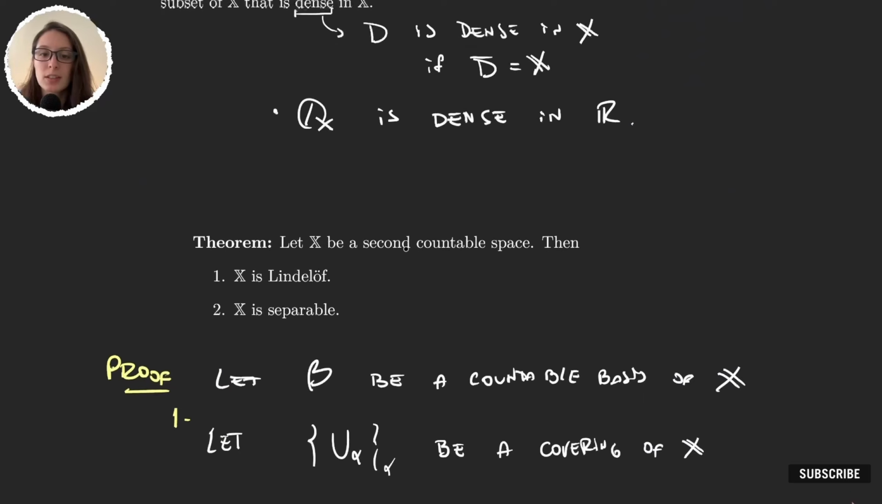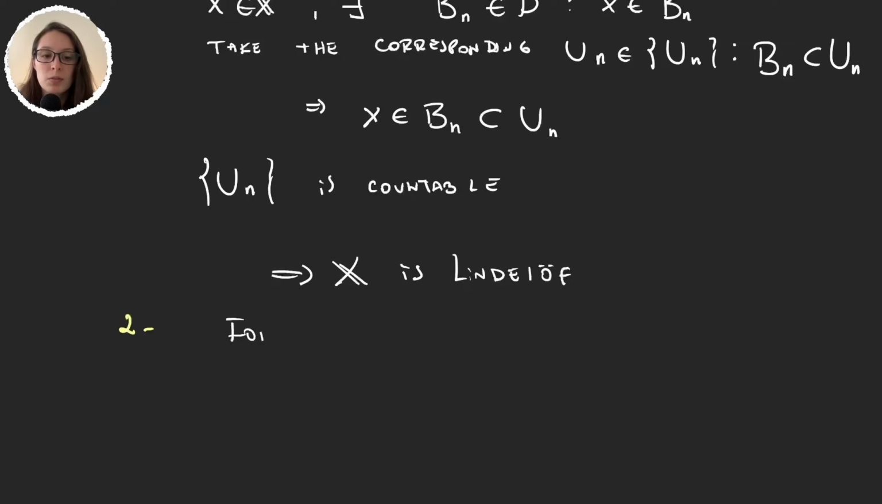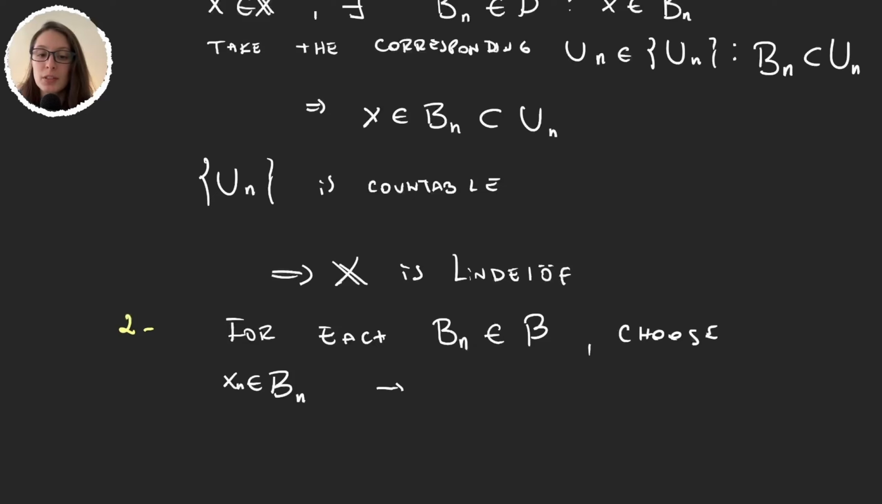We know that X is a second countable space, and we have to prove that it's separable. Now, for each element in the basis, we will choose an element in the set. This will give us a countable set, x sub n. Well, let's call this set D and prove that it's dense in X.